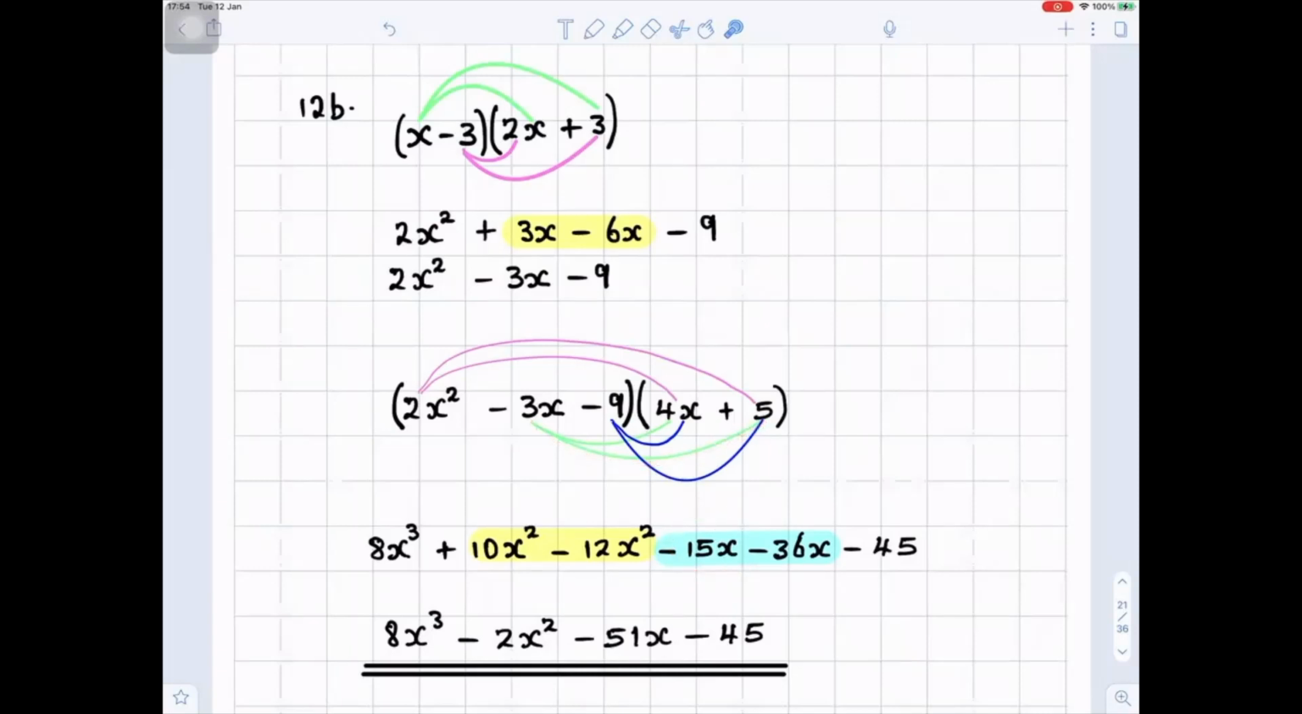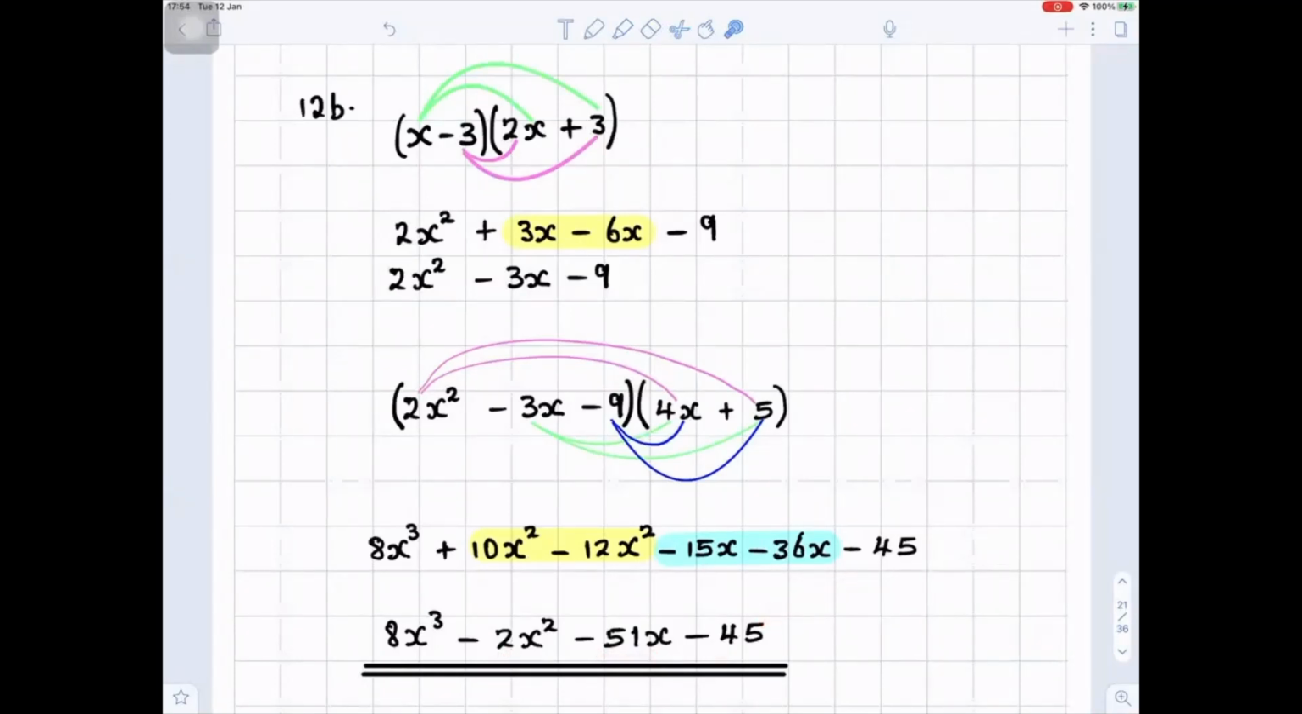Now we go to the 9. Minus 9 times 4x is minus 36x. And minus 9 times 5 is minus 45. Now you collect the like terms. 10x squared minus 12x squared, because they all have x squared, gives you minus 2x squared. Minus 15x minus 36x gives you minus 51x. So your answer is 8x cubed minus 2x squared minus 51x minus 45.